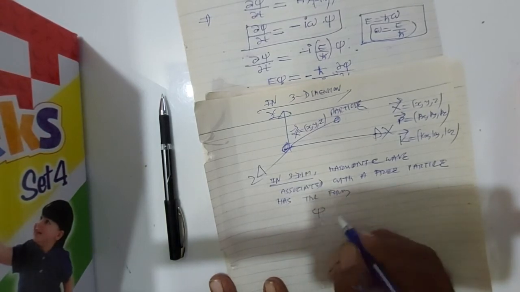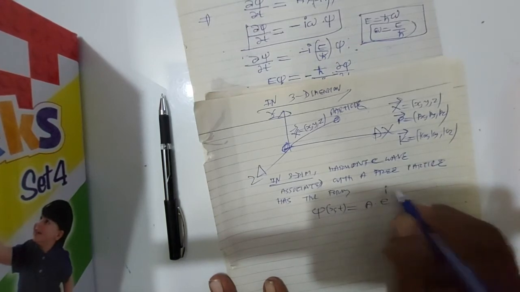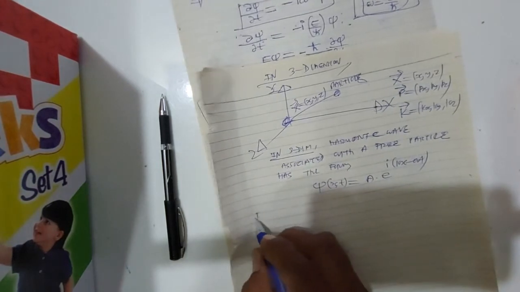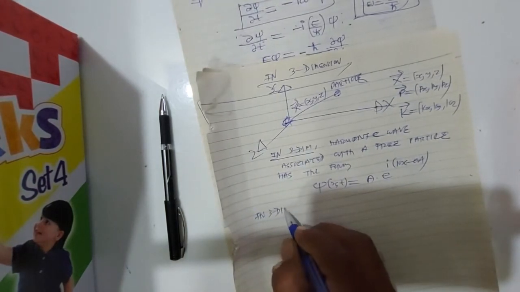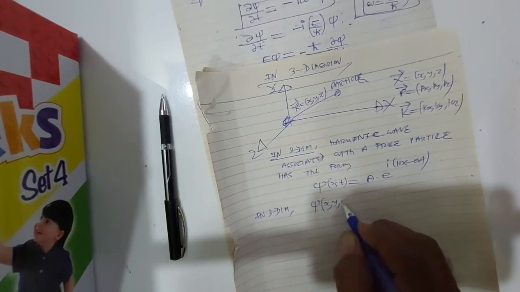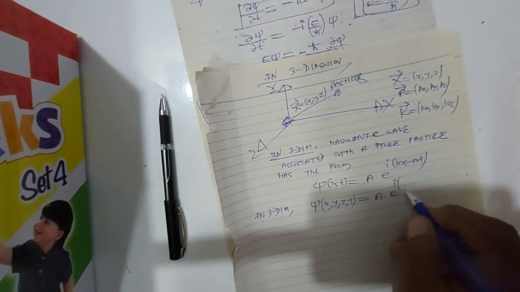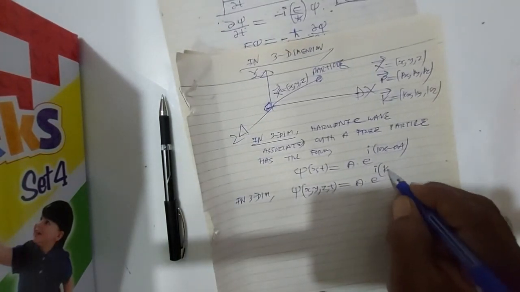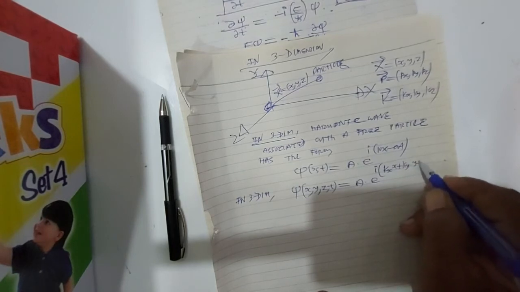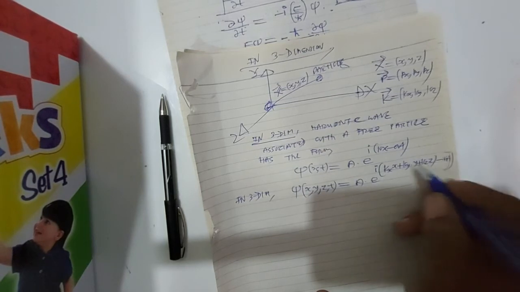Okay, now in one dimension, you are writing the wave function as A e raised to i(kx minus omega t). So in three dimension, you can write the wave function psi as a function of the x coordinate, y coordinate, z coordinate, and time t: A e raised to i. Instead of kx, you have to write three terms: kx into x plus ky into y plus kz into z minus omega t.